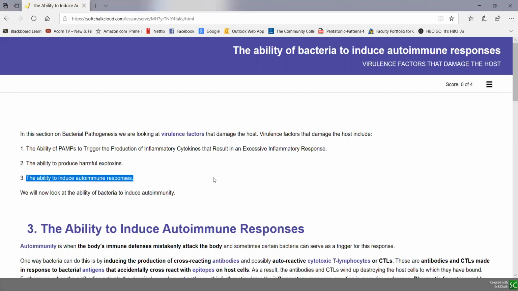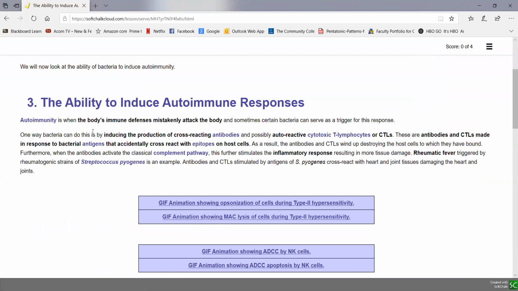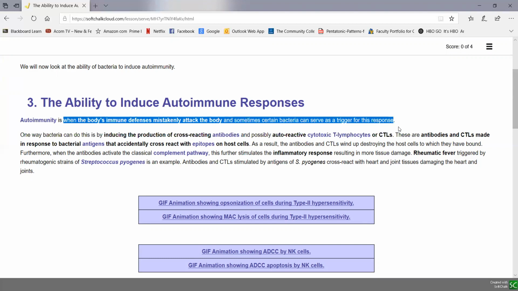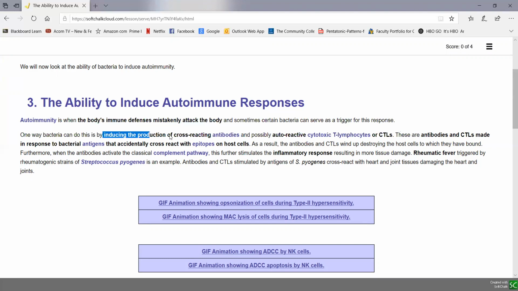induce autoimmune responses. So autoimmunity is when the body's immune defenses mistakenly attack the body. And sometimes certain bacteria serve as a trigger for that autoimmunity. There aren't a lot of examples of that, but we do have some. Now, one way bacteria can do this is by inducing the production of cross-reacting antibody molecules and possibly autoreactive cytotoxic T lymphocytes produced during cell-mediated immunity.